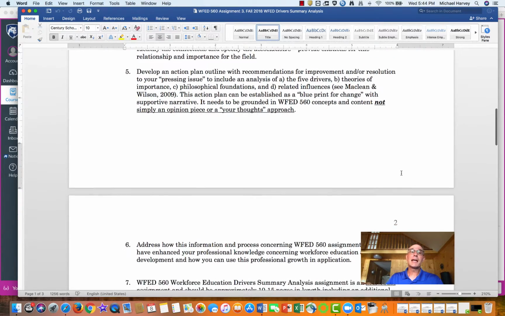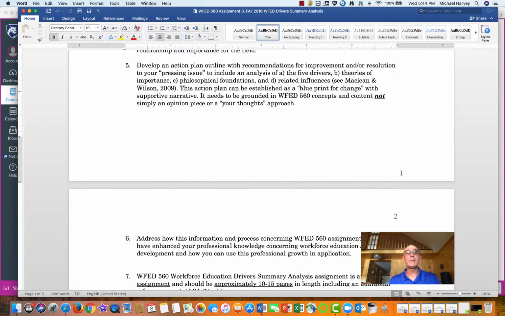And the other thing that I'm going to ask you to do in this assignment, as you've talked about this, now in item number 5, is develop an action plan that will actually address how you would move forward with an improvement plan or a resolution to your pressing issue, using the drivers, using the theories, using philosophical foundations, and using other related research.